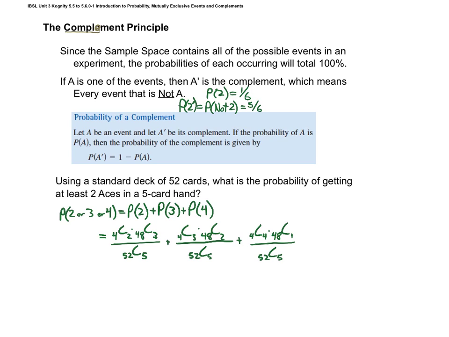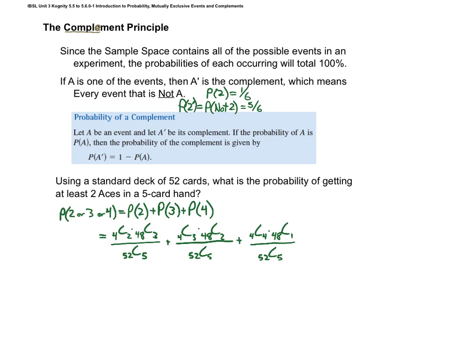Now, it's okay if you've forgotten how to do these or if you've never done these before, because the nice thing about IB is that they don't give you probability problems where you're using combinations like this. You could take entire college courses on this kind of probability. But anyway, that's what you would have to do to get the probability of at least 2 aces in a 5-card hand.